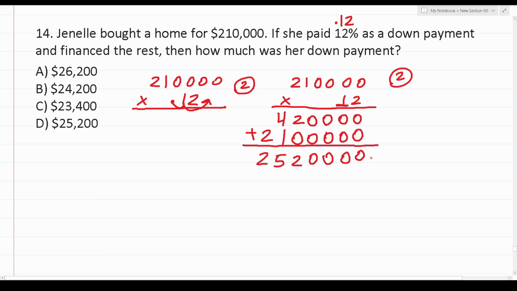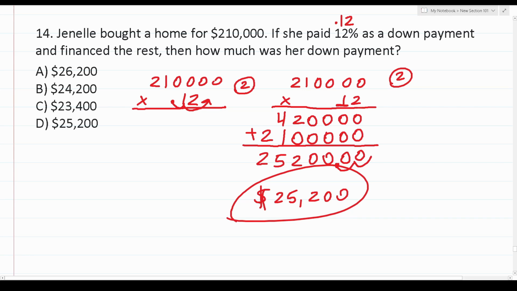Bring our two decimals back in. 1, 2. So we can see that we're left with $25,200. And that is 12% of $210,000, which means her down payment was D, $25,200. All right, so that's that one. Again, we're just working with decimals and percents in this case.